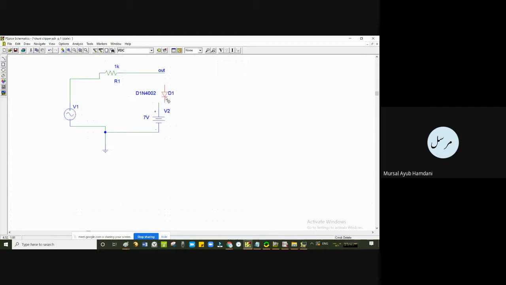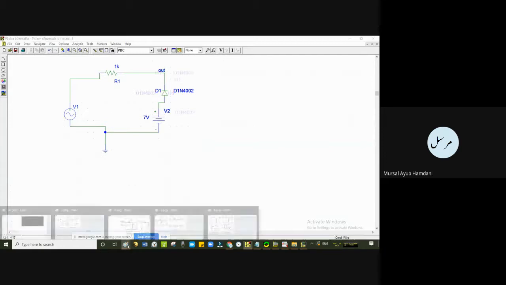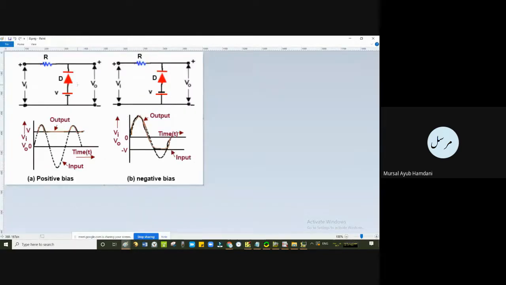So shift control R, pointing up. Then connect this. Escape. And 7 volts. Now let us check how it works, this example on the left hand side.